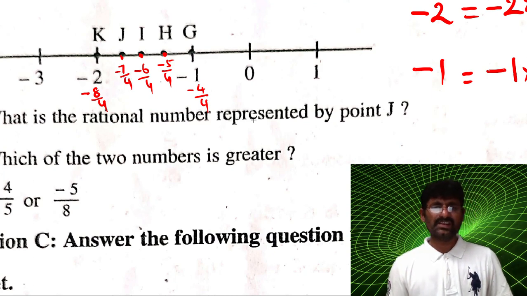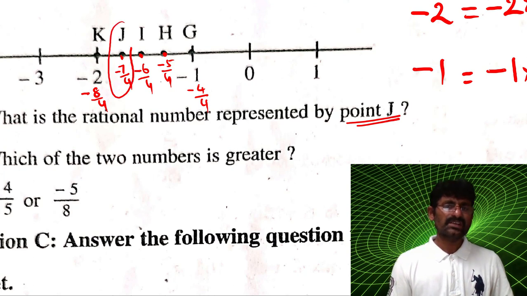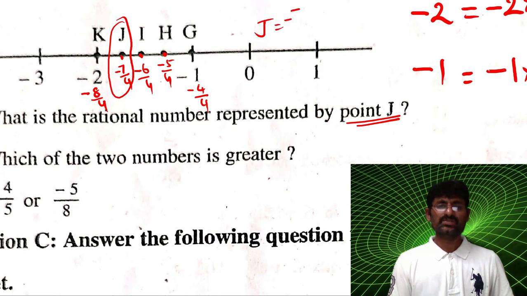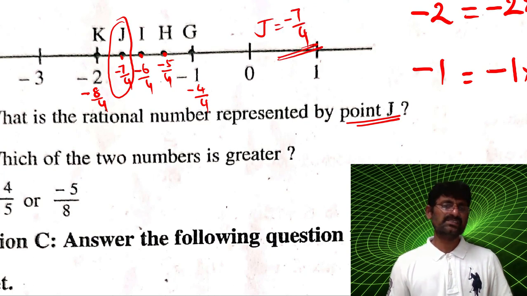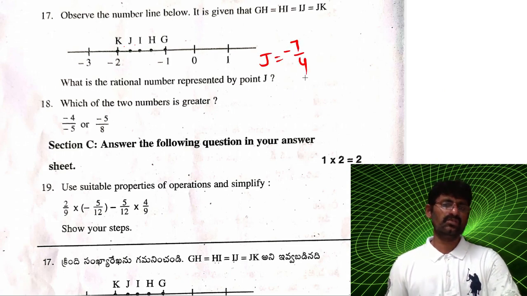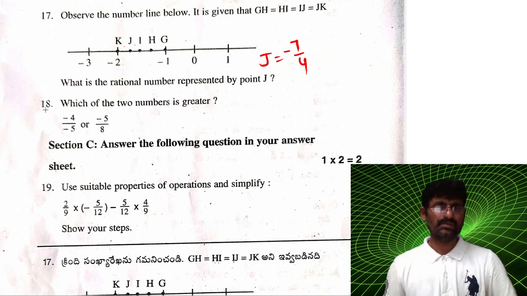Now what is the rational number represented by point J? Point J is -7 by 4. That is the answer in this case. So for the 17th problem, the answer is J equal to -7 by 4. Now let's go to the 18th problem.